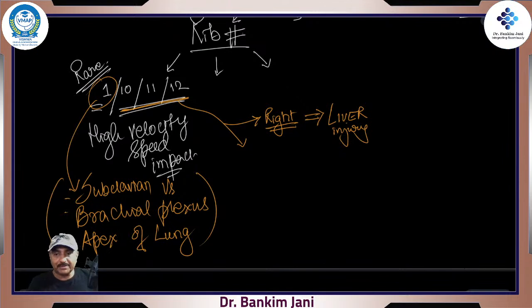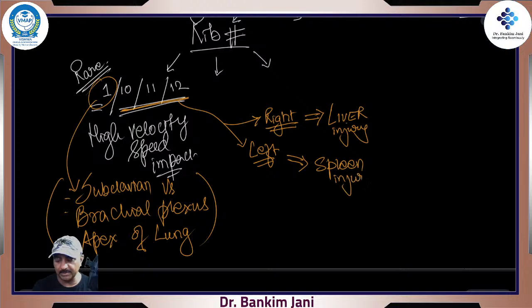If it is on the left side, this is usually because of a lathi, right? If someone hits with a lathi, or hockey stick. So on the left side, splenic injury, or the spleen is injured. And the spleen is again highly vascular, right? So when that happens, it bleeds. One might have to go for splenectomy. One has to remove the spleen, right? So these are some areas where you have to take care.